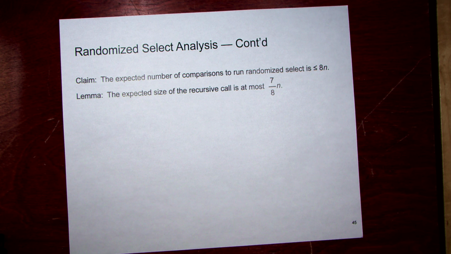Okay, that's the expectation. And we're going to prove this by induction, but in order to do that, we're going to first prove a lemma. A lemma is just a theorem that has one purpose in life, and that is to help prove another theorem, and that's it. Okay, and the lemma says the expected size of any recursive subcall is at most 7/8 n. Okay, it can be really bad, but on average, you're throwing away at least 1/8 of the list. Proof.